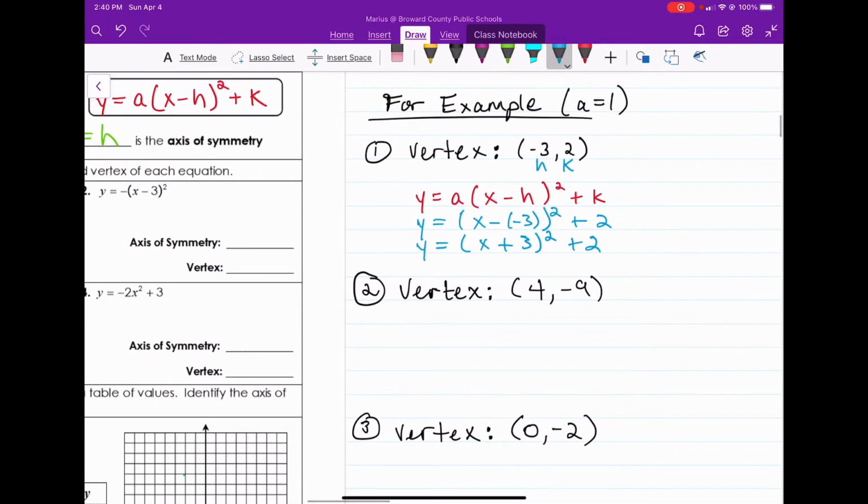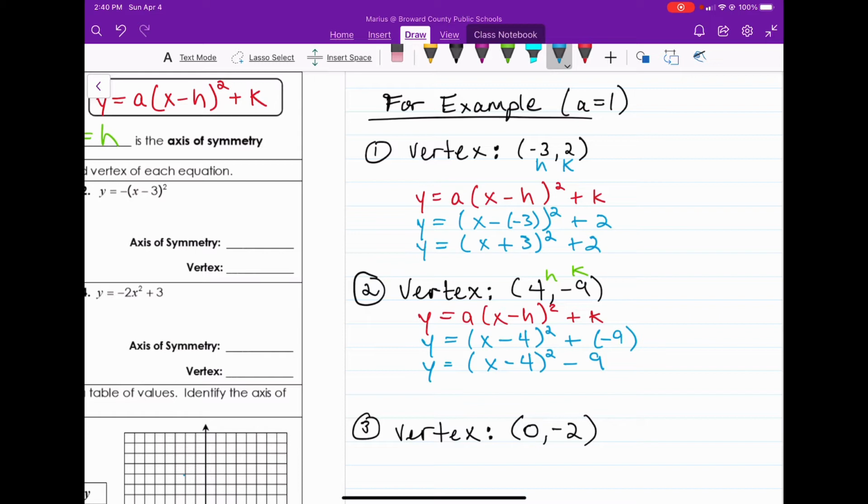Let's take a look at this next equation. So we'll take time to rewrite it again. y equals a times x minus h squared plus k. And remember, we're going to say that the 4 is h and negative 9 is k. So when we rewrite it, this would be y equals, and we already said that a is going to be 1 for all of these. So that's x minus 4 squared plus, and then this is going to be negative 9, but when we simplify everything, this is going to just become x minus 4 squared minus 9, okay?